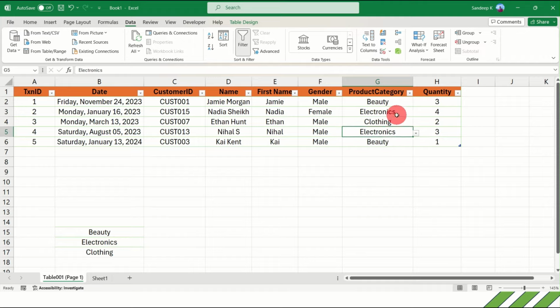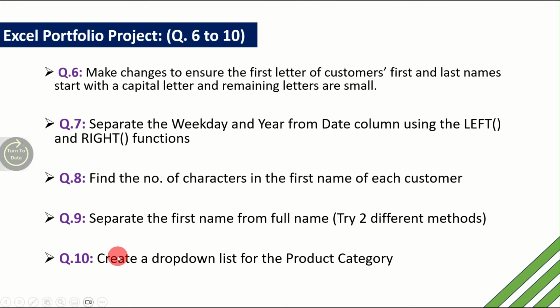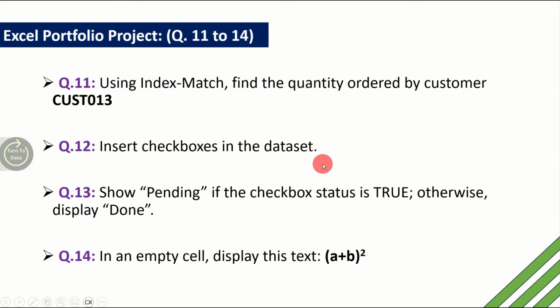Again, as I said, detailed videos are available in my channel. You can go and watch individual videos as well. So that's how you use a drop down, create a source of values, and then use it as a list. Okay, so we have solved the 10th question already. Now we just have 4 more questions and we'll be done with this video.